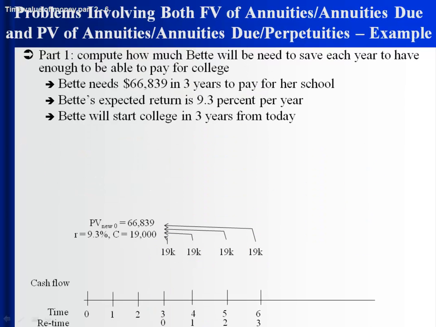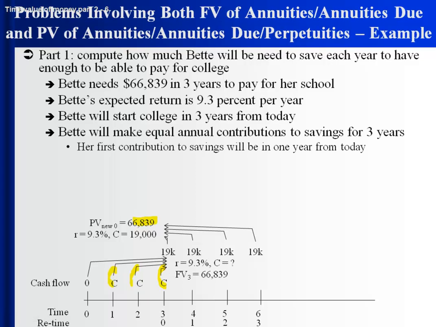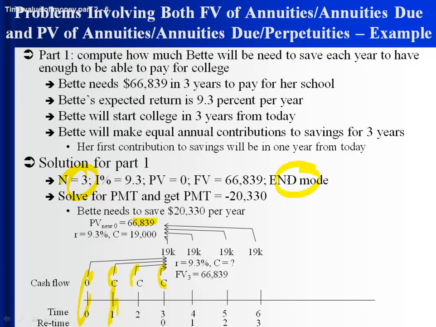So part 2 is, okay, we know she needs 66,839. How much does she need to save here, here, and here? If we're going to be saving with a 3-period annuity, we know it's an annuity because her first payment's 1 period after time 0, and she needs to have 66,839. She needs to put away $20,330 per year. If she puts in 20,330, 20,330, 20,330, she'll have 66,839, which is enough for 19, 19, 19, and 19.